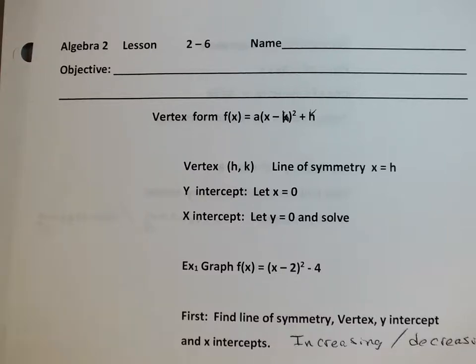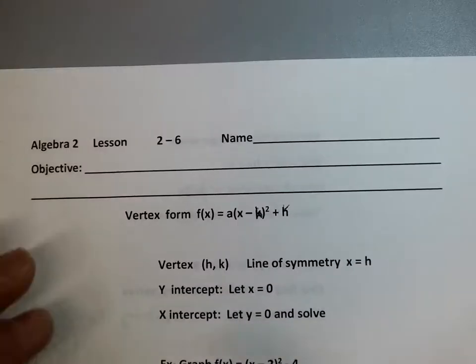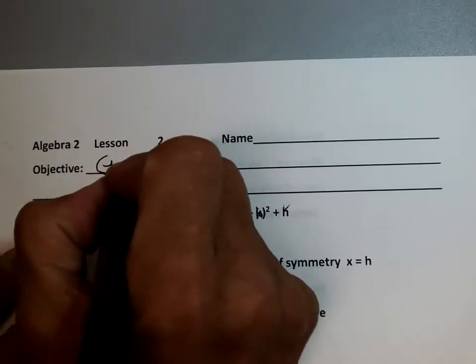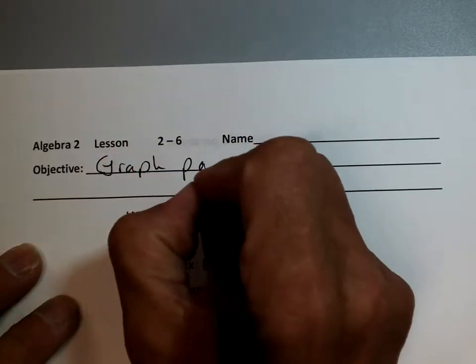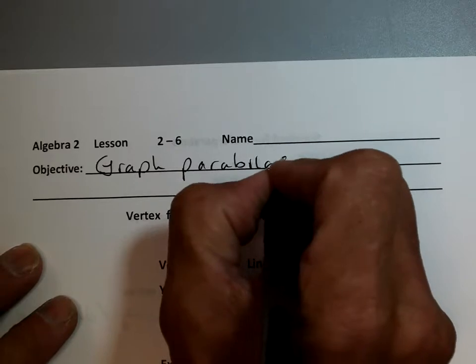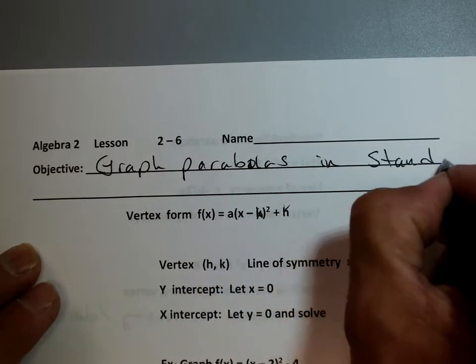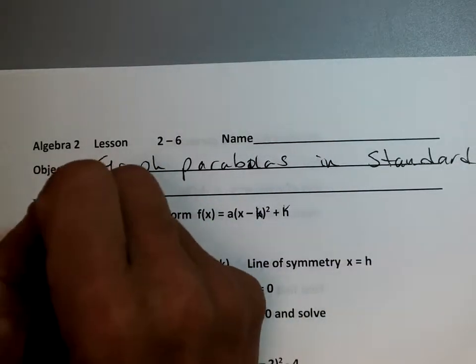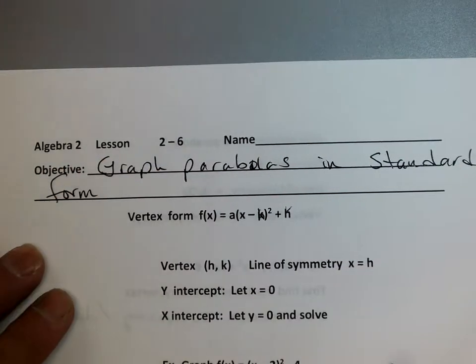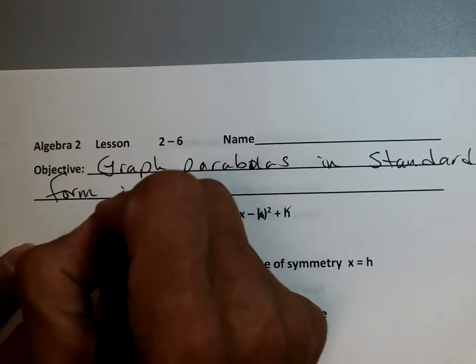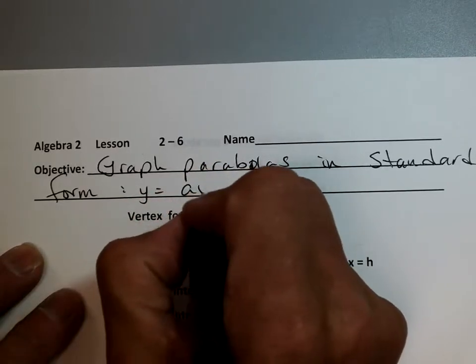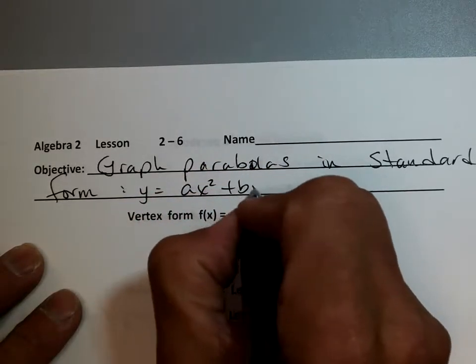We are live. Okay, so today what we're going to do is graph parabolas in standard form. Okay, standard form is when it's in the form of y equals ax squared plus bx plus c.